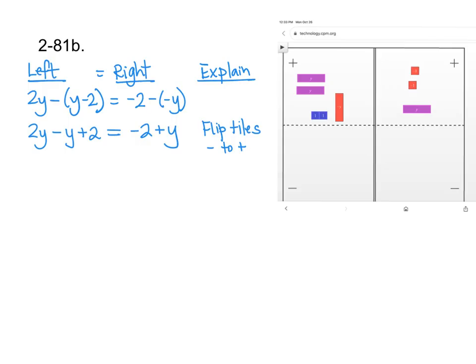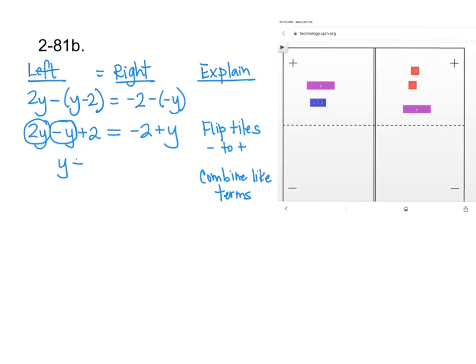Now the next thing that I'm going to do is combine my like terms by removing any 0 pairs. On the left-hand side of the equation here, I see I have a positive y tile and a negative y tile. Together, those equal 0, so I can remove that 0 pair. And now on the left side of the equation, I am left with y plus 2. I don't see any 0 pairs on the right-hand side of my equation here.